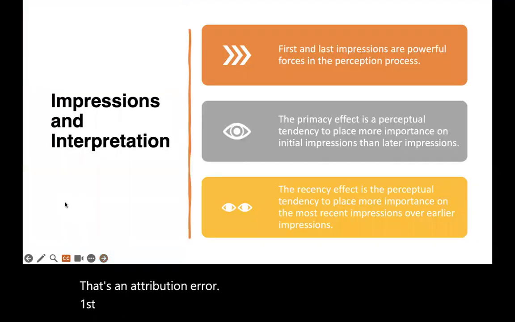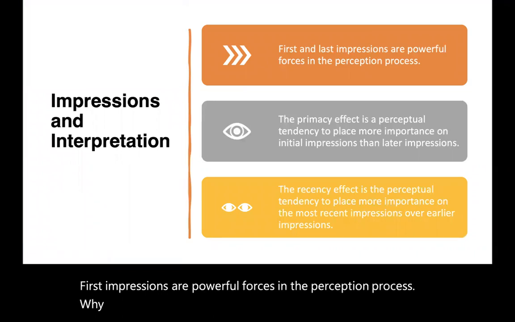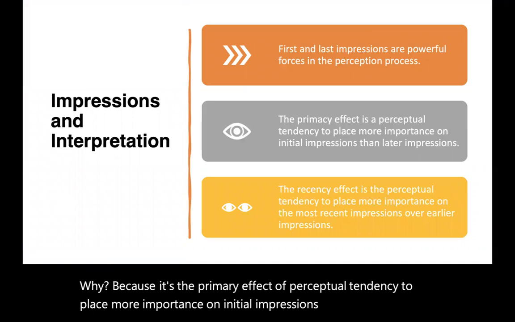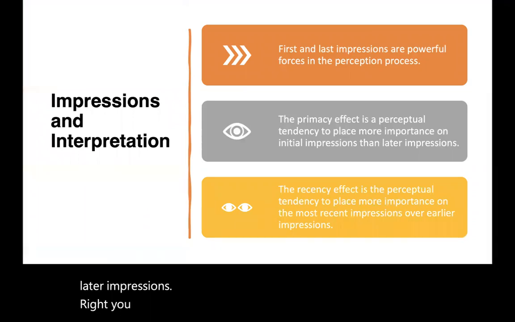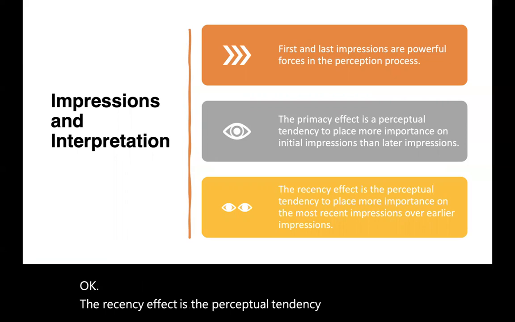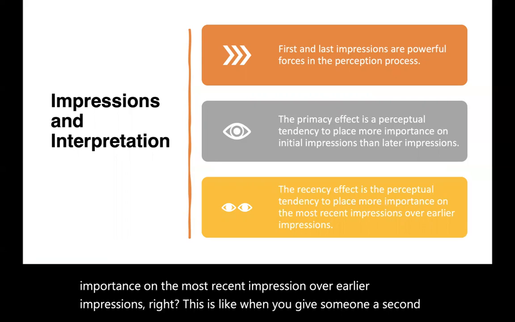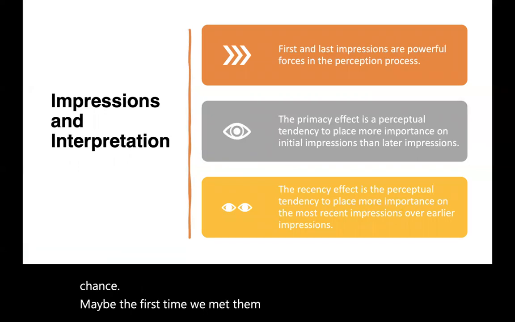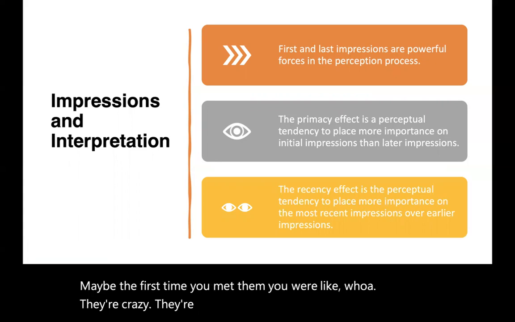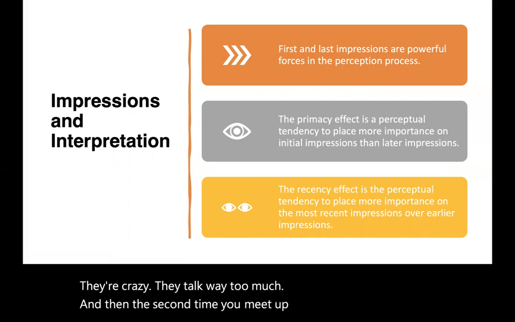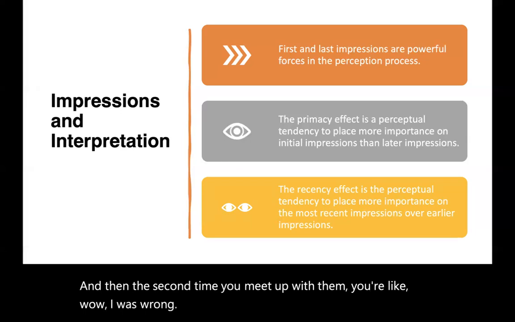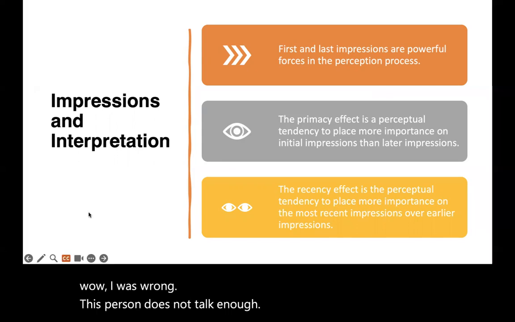Now, first impressions are powerful forces in the perception process. Why? Because of the primacy effect, the perceptual tendency to place more importance on initial impressions than later impressions, right? You remember someone's best impression. The recency effect is the perceptual tendency to place more importance on the most recent impression over earlier impressions, right? This is like when you give someone a second chance. Maybe the first time you met them, you were like, whoa, they're crazy. They talk way too much. And then the second time you meet up with them, you're like, oh, wow, I was wrong. This person does not talk enough. So that is impressions and interpretation.